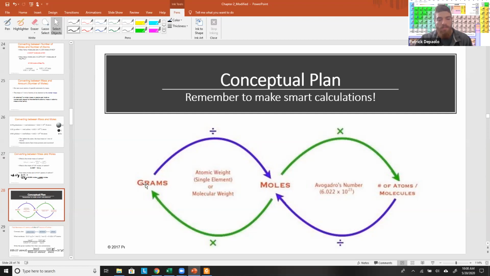Remember to make smart calculations. What I mean by that is think about the size of the number. It doesn't just relate to chemistry. This relates to calculus or physics or whatever class you're taking that has to do with numbers. Think about the size of the numbers that you're calculating. Is your answer supposed to be bigger or smaller than one of the numbers you have? That can help you troubleshoot your mistakes.